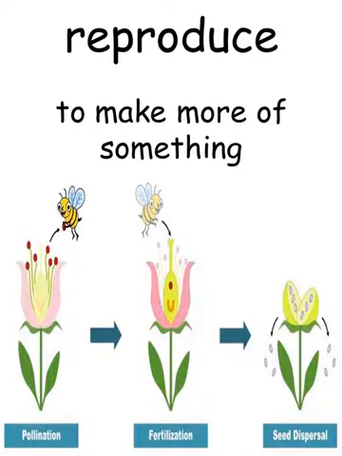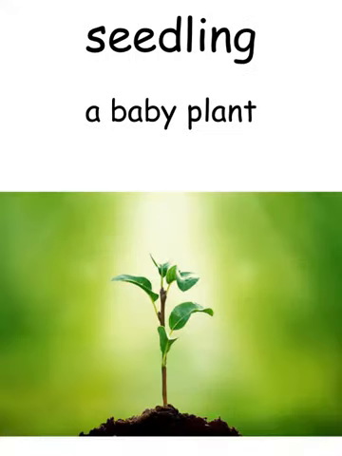Reproduce means to make more of something. So again, in this picture, you can see the process of pollination. The bee takes the pollen from one flower, it goes into another flower, and then the seeds are formed. A seedling is just another word for a baby plant.